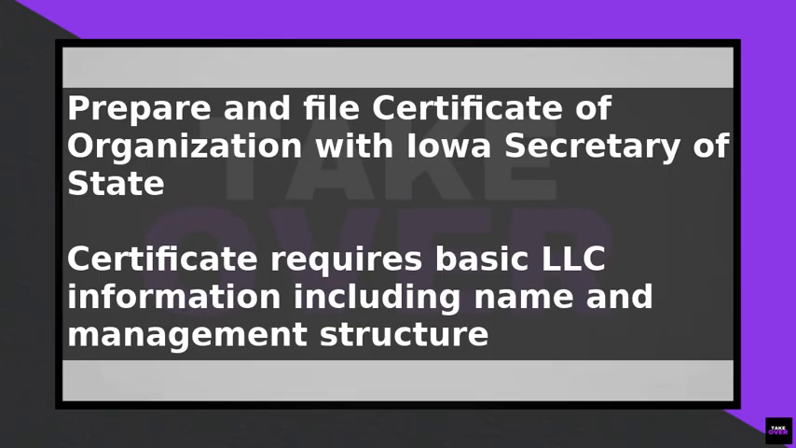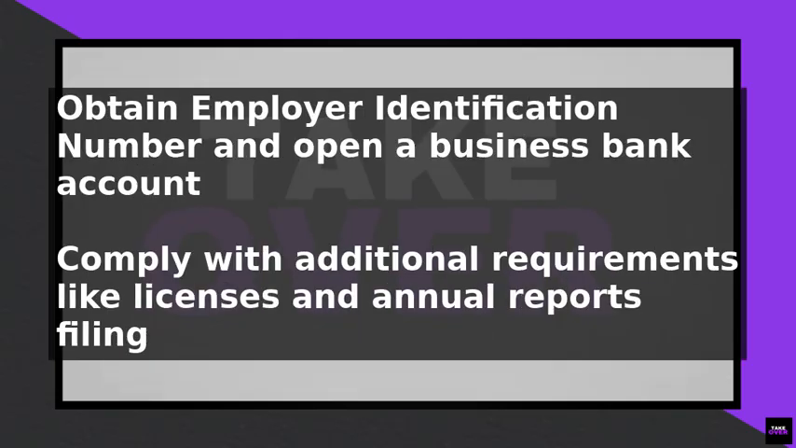In addition to these steps, consider drafting an operating agreement that outlines the ownership, management, and operating procedures of your LLC. While Iowa law does not require an operating agreement, it is highly recommended to establish a clear framework for your business and protect the interests of its owners.